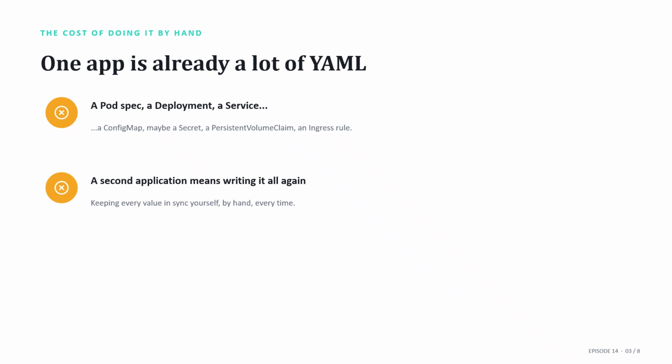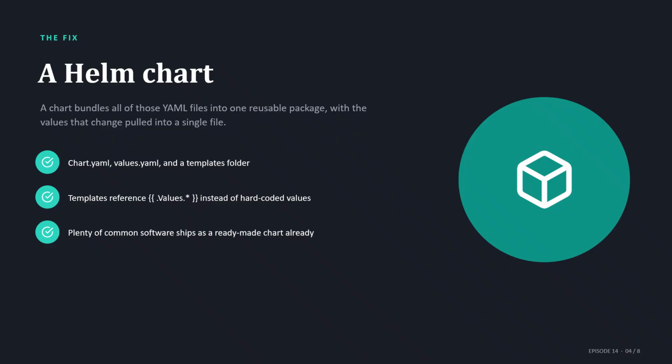A second application means writing nearly all of it again by hand, keeping every value in sync yourself. Helm is a package manager for Kubernetes, and it exists specifically to end that copy-pasting. A Helm chart bundles all of those YAML files together into one reusable package, with the values that actually change between environments, image versions, replica counts, domain names, pulled out into a single file called values.yaml.